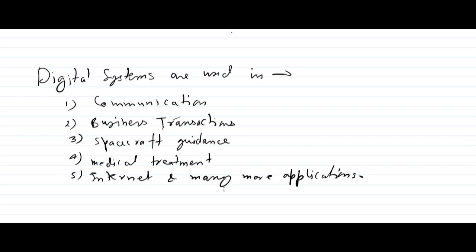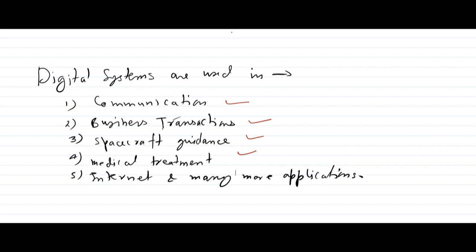Hello everyone. In this lecture series, I will focus on digital systems and digital logic. Why should we focus on digital systems? Digital systems are widely used nowadays, widely used in communication. We have digital communication, business transactions, spacecraft guidance, medical treatment, the internet, and many other applications. We are using digital systems.